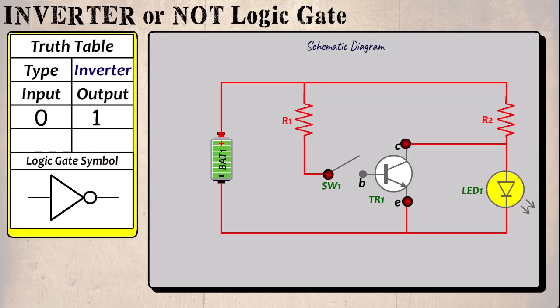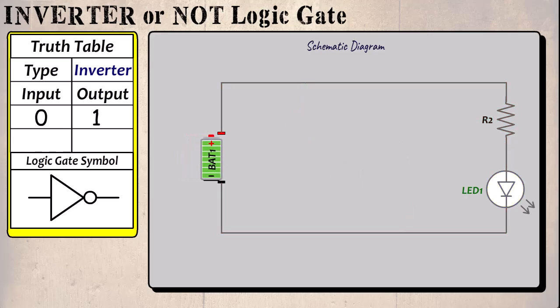the LED lights. Before we continue, let's consider what role our transistor is playing in this circuit. In fact, we shall remove the battery, R1, SW1 and TR1. Now when we connect the battery, the current flows through the limiting resistor R2, through the LED, and an electrical path is made to the negative of the battery and the LED lights. So this gives us the first state.